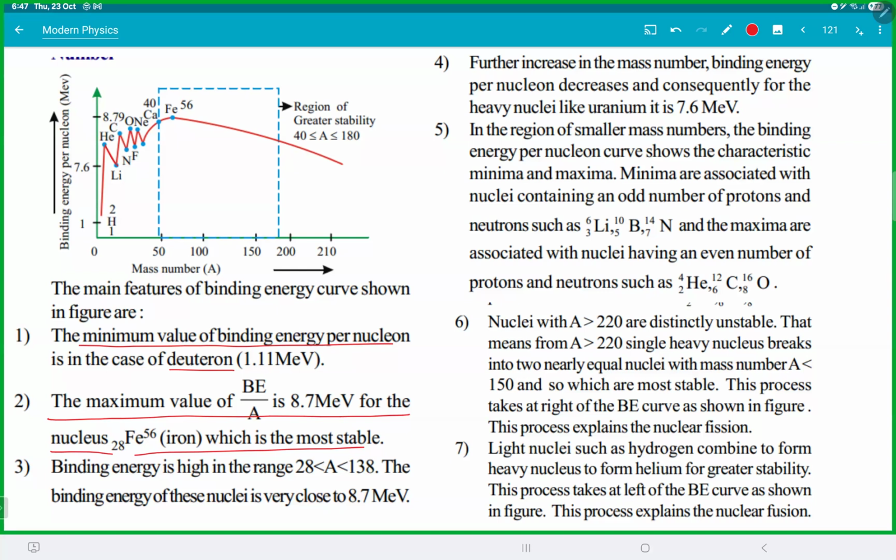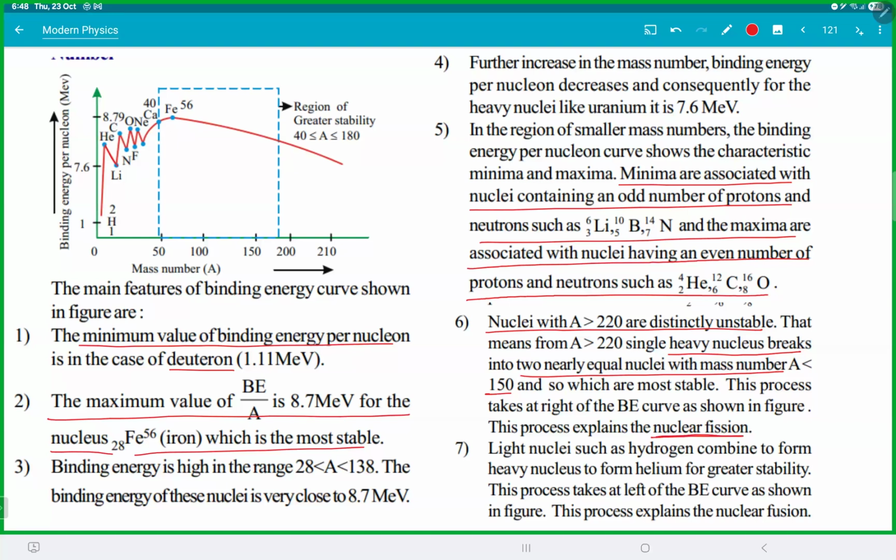Right? And if you see around, this is the stability region. Around this range, everyone wants to be in that range. That is the most stable thing. And you can clearly see the minima are associated with the nuclei with the odd number, again theoretical. Maxima generally have an even number. When the nucleus number exceeds 220, they start becoming unstable, because of which the heavy nucleus breaks into smaller particles. Right? This process is called nuclear fission.